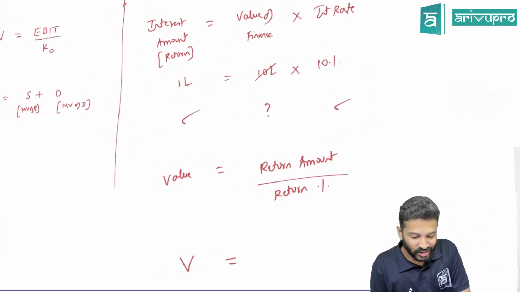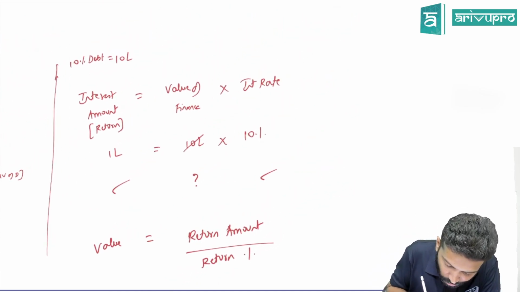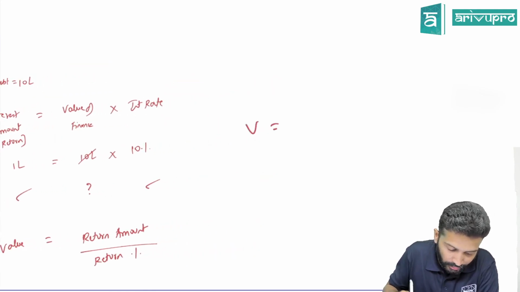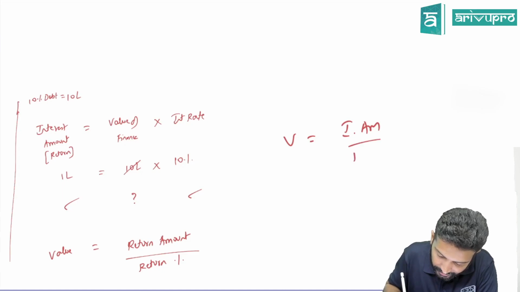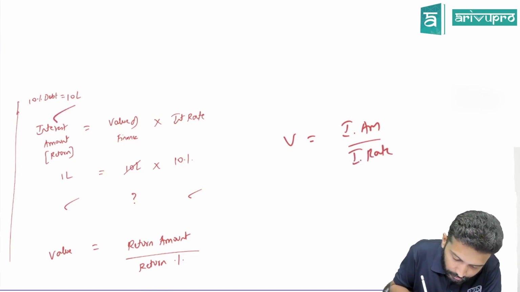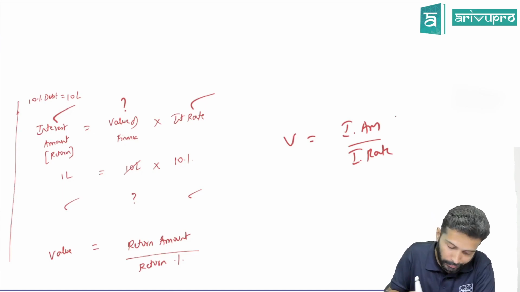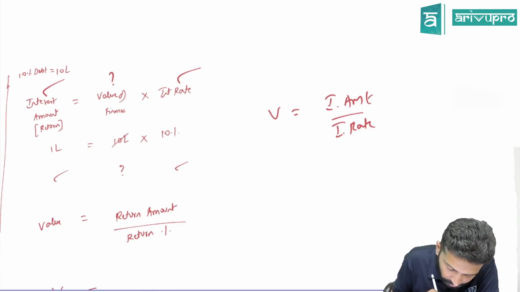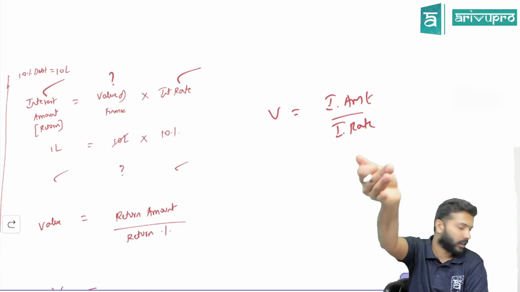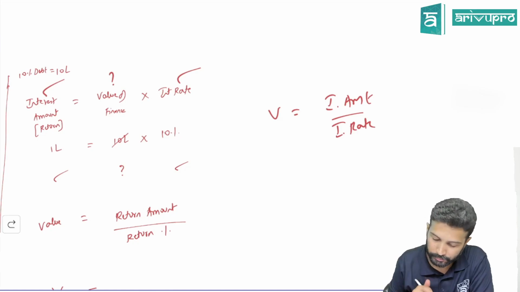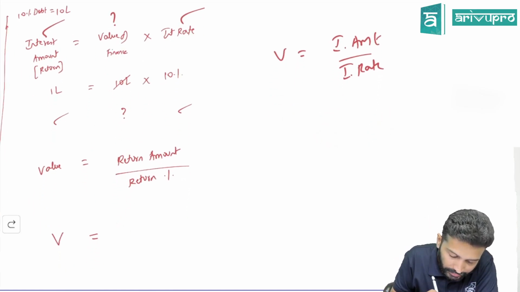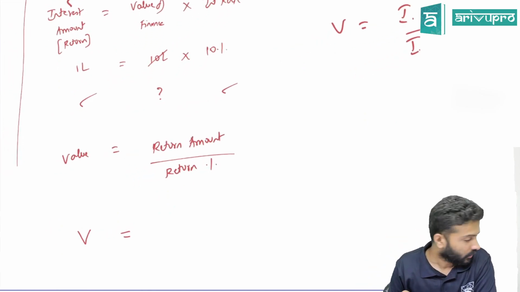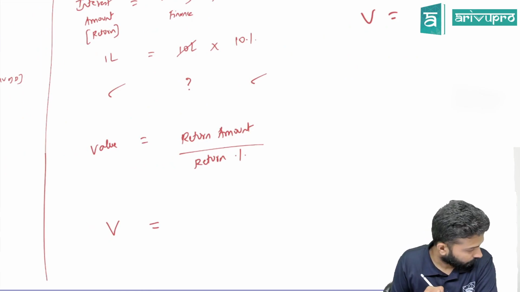So if I have to find out this now, if this component is missing, how do you find it? Value of finance, if you have to find out, will be interest amount divided by interest rate. Correct? If I give you these two and ask you to find out that, then you will apply this formula: interest amount divided by interest rate. That interest amount only I'm calling as return amount, and instead of interest rate, I'm calling it as return percentage. Just the naming change I have done. That's all. Okay now?